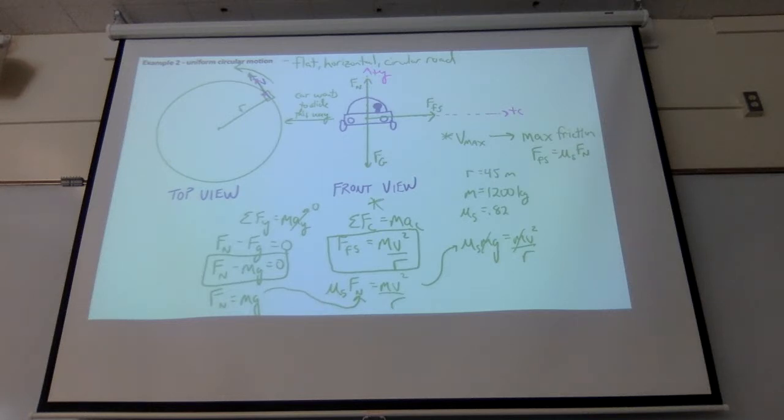Let's solve that for the velocity. We've now just got the square root of mu s times g r. And we know all of those. So that's 0.82 times 9.8 times 45, and you should get about 19 meters per second. 19 meters per second.